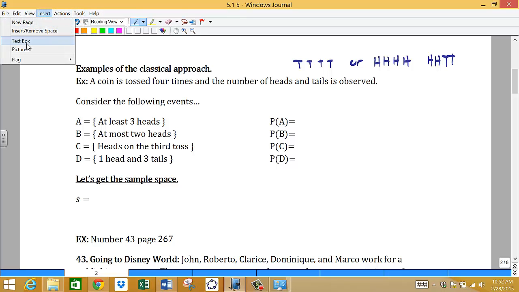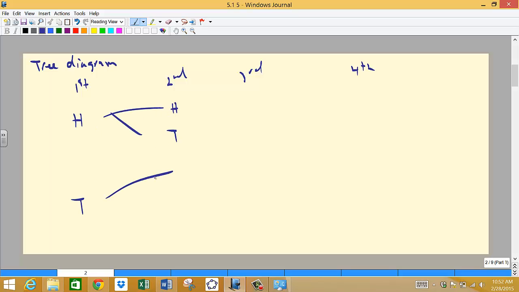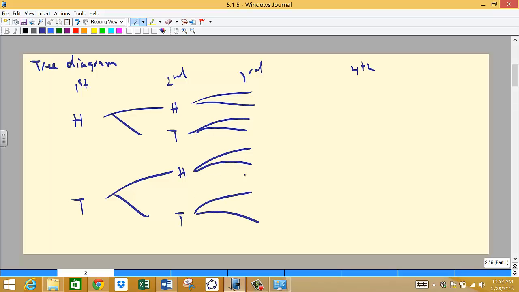So let's look at how we would do it here. The tree diagram will help you sometimes. What we can do is say, on the first toss, what happens? On the second toss, what happens? On the third toss and on the fourth toss. Here we can get heads, and here we can get tails, and then of course heads and tails here, and heads and tails here, and here.